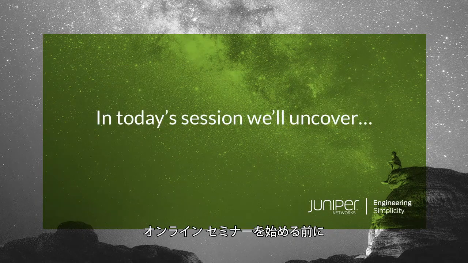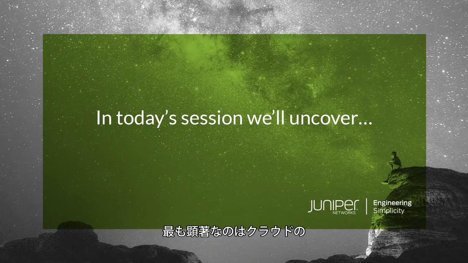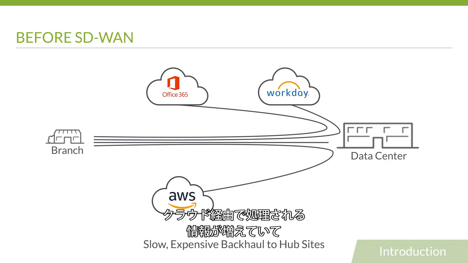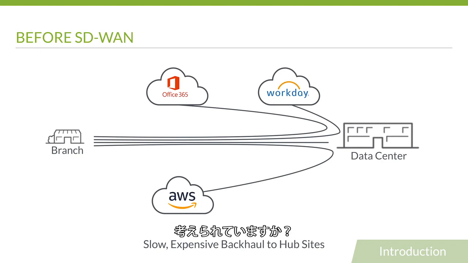So Tony, before we dive into the webinar, why don't we just talk about some of the trends that are driving the wide area network? I think the most obvious one is the cloud. With changing traffic patterns, more of our information is being consumed to and from the cloud. The amount of traffic that needs to be on my intranet is diminishing. Therefore, am I thinking about perhaps where I egress to the internet in a different way?